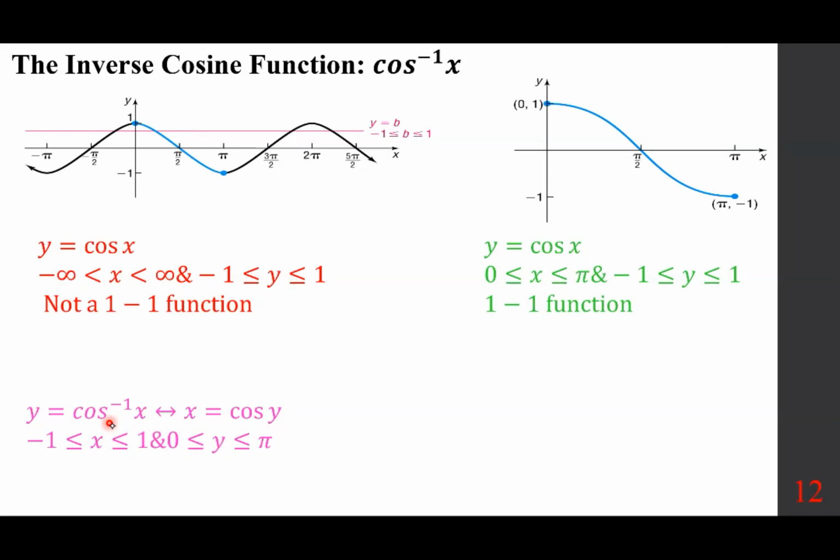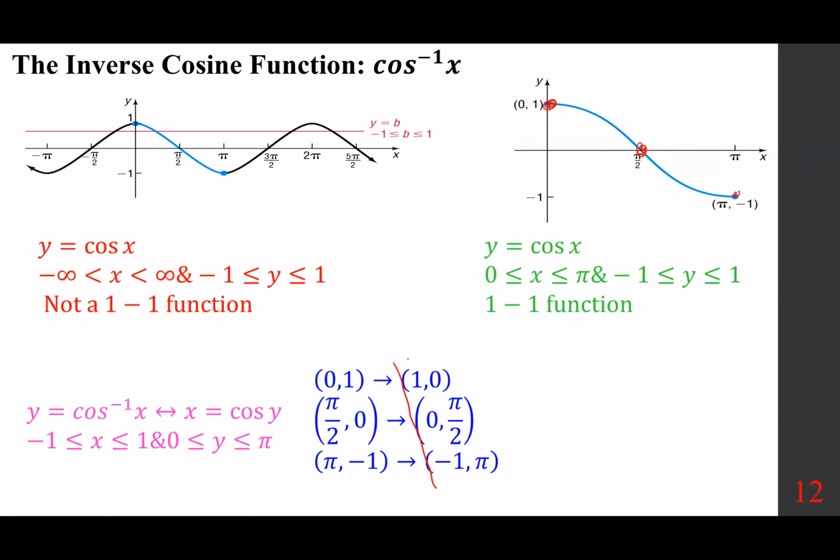So with that being the case, look at these three important points. This point, if I want to graph this, for the inverse becomes 1, 0. This one, pi over 2, 0 becomes 0, pi over 2. And this one, pi, -1 becomes -1, pi. So these are the changes that take place when I want to go with the inverse. So if you plot those carefully, you'll see the inverse function.